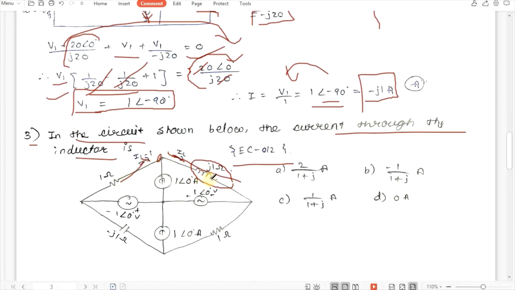Now let's see whether we can apply KVL or not. You can see we know this branch current, we know this resistance. Here we don't know the current, here we don't know the current, here we know the voltage, here we know the voltage.